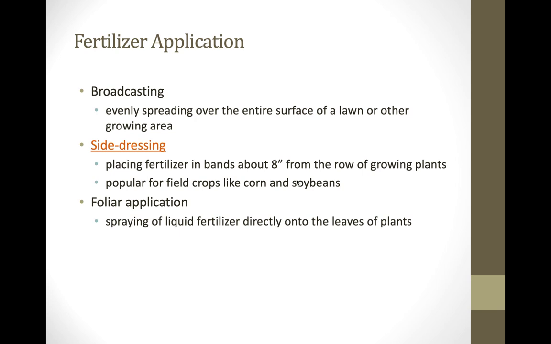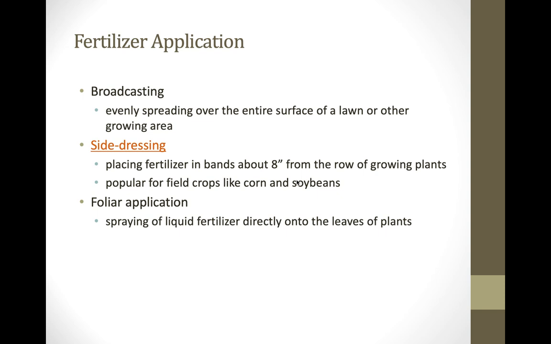Different types of fertilizer applications. You have broadcasting, which is where you're basically just throwing it out all over the entire surface. Side dressing is where you're going to put it beside the row of plants. This is pretty popular for things like field corn and soybeans, field crops, more than say a lawn or something like that.